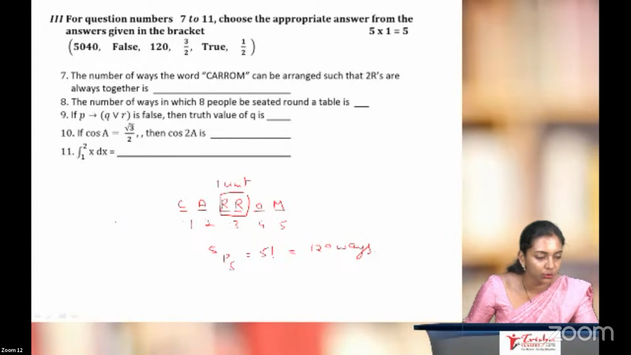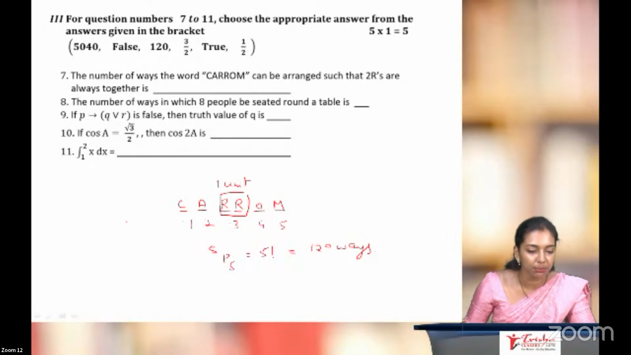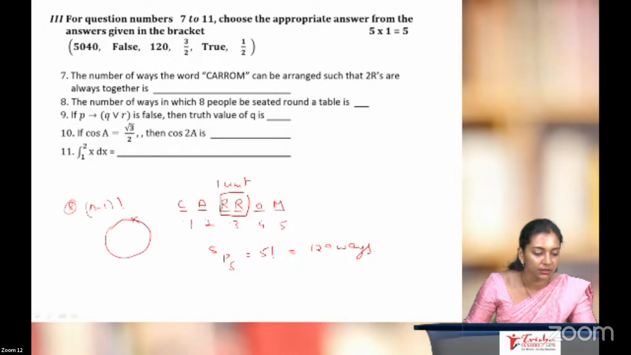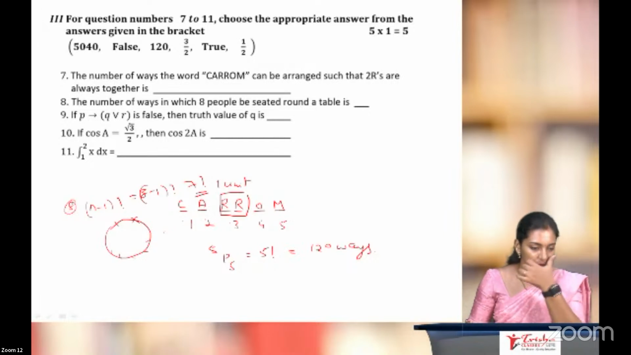Now, the eighth one. The number of ways in which 8 people can be seated round a table is. Again, it is a circular permutation, which is always n minus 1 factorial. What do you do? You fix one person here, and the rest you arrange. So among 8 people, 1 is fixed. The remaining is 8 minus 1 factorial, so 7 factorial ways you can arrange them.